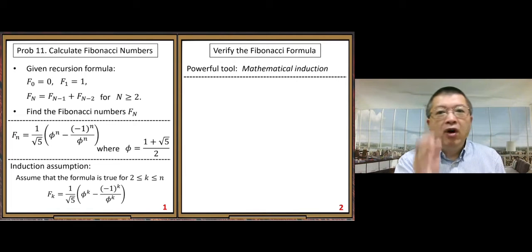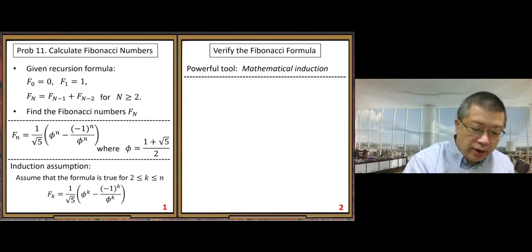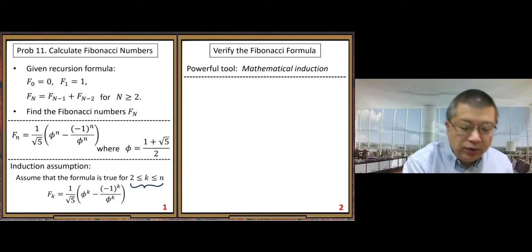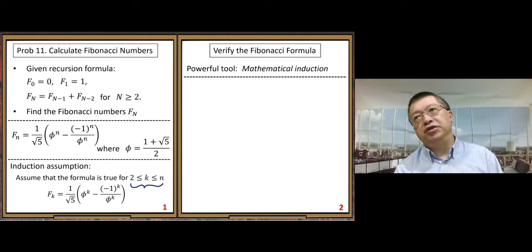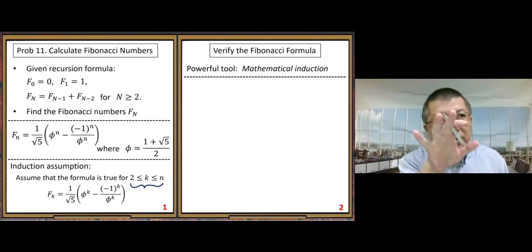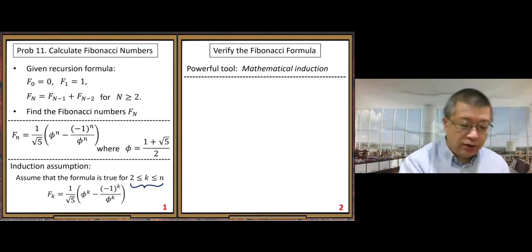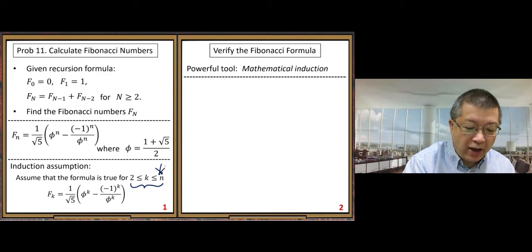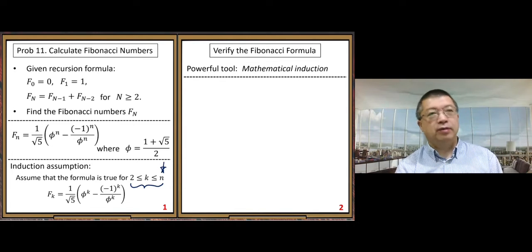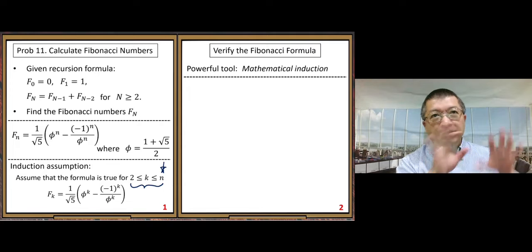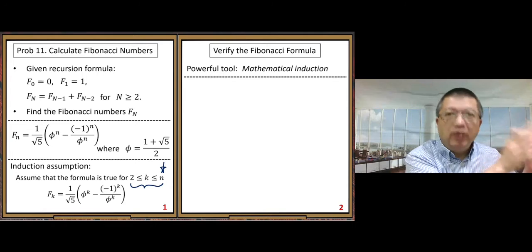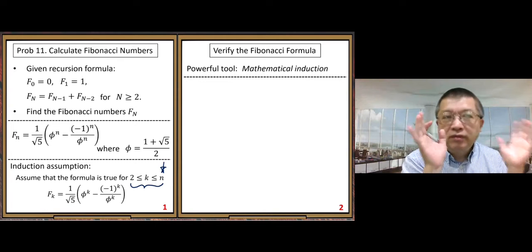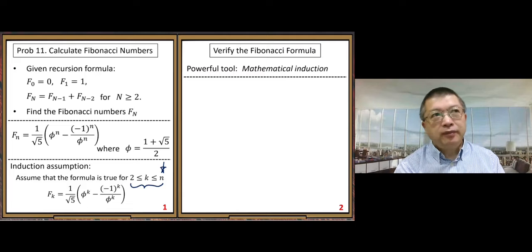Assume that the formula is true for k between 2 and n inclusive. In this range, that's the stronger version. In the weaker version, we only assume it's true on n, one number. They are equivalent. It looks like in the stronger version we assume a little more, but we can prove they are equivalent.